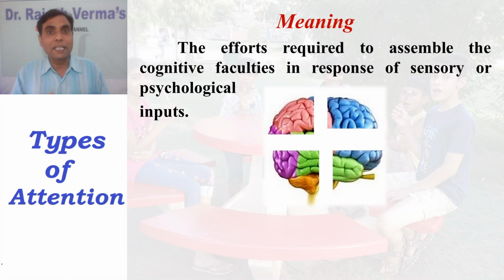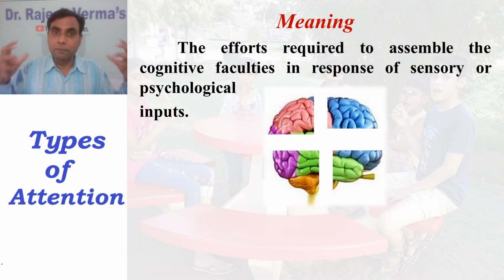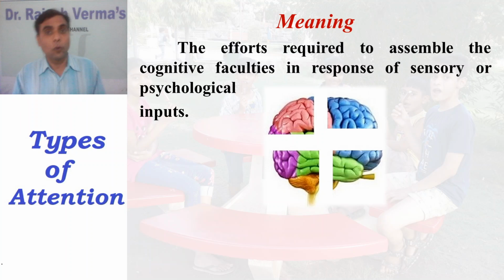What are the cognitive faculties? It means your cognitive resources. Suppose you get some information through your sensory organs or some psychological inputs. So what are the psychological inputs? Your thought process. You are thinking about something else. So these thoughts can be considered as a psychological input.